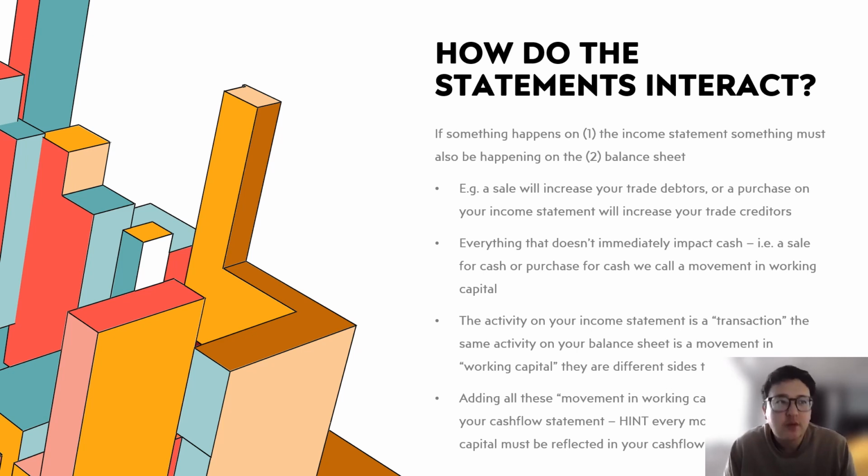Adding all these movements in working capital happens in your cash flow statement. So you add up all of those movements in your working capital, that happens in your cash flow statement, and every single movement in working capital should be in your cash flow statement, right? And that's what happens in 3.